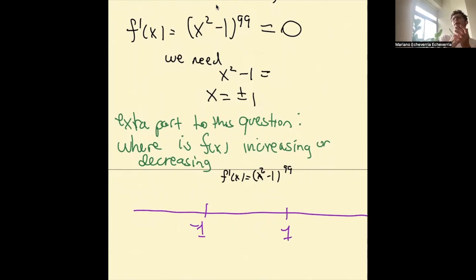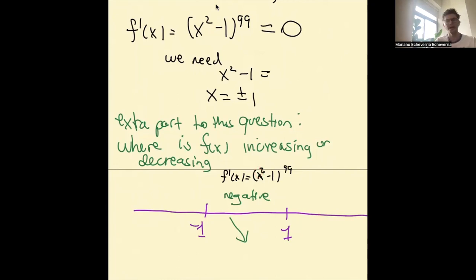And so if you multiply a negative number an odd number of times, you get something negative. So good, this is negative. That means that the function is decreasing on this interval. And then what happens here? You can take a number like 2, right? What happens if you plug 2 into this formula? You get 4 minus 1, so you get 3.